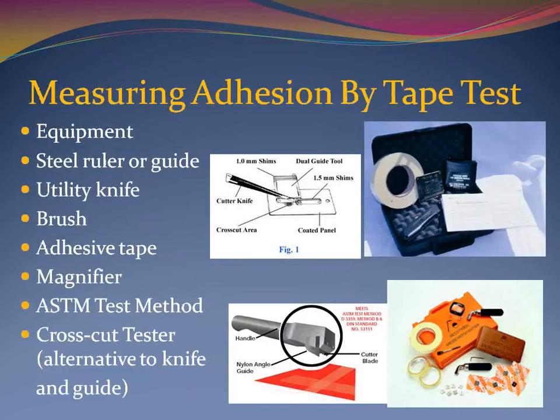If the project specification or other document requires you to perform an adhesion test according to ASTM D3359, which is the adhesion by tape test, you will need the testing equipment listed on the slide. This includes a steel ruler or crosscut template, a utility knife equipped with a new blade, a small bristle brush, adhesive tape, a magnifier, and a copy of the ASTM test method. A cross-cut tester equipped with cutter blades of various spacings can be used in lieu of a template or guide and a knife blade.